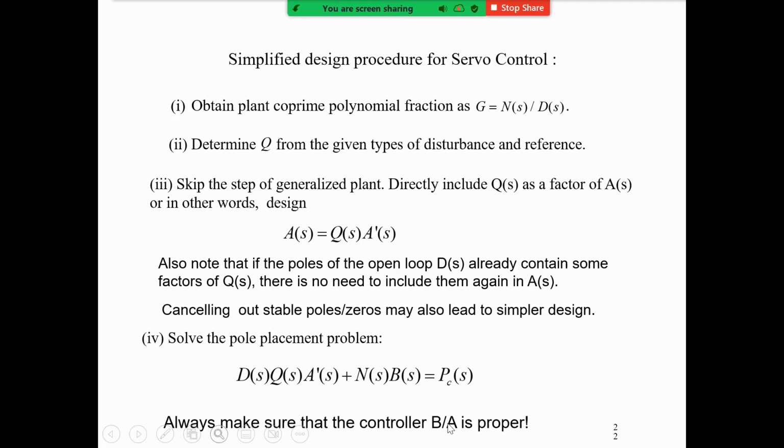The final part, you also make sure that B over A is proper. The degree of B has to be smaller than or equal to the degree of A. Also, this is one common mistake made by students in the past. There are two mistakes. One is that the poles of the closed loop somehow become unstable. You place the closed loop poles at unstable values. That is a major mistake. The other mistake is that the final controller is not proper.